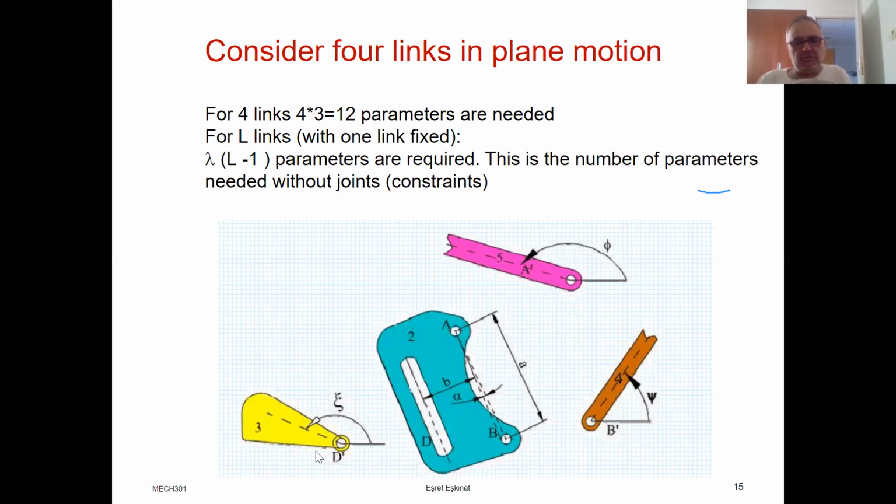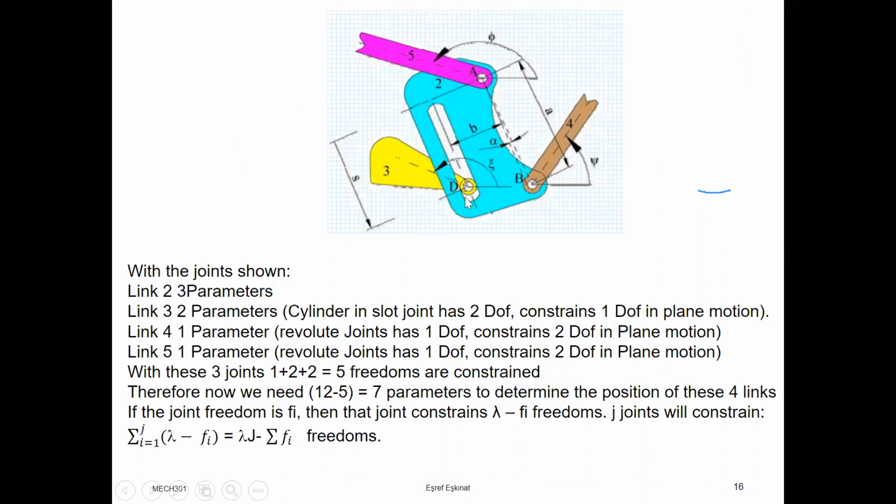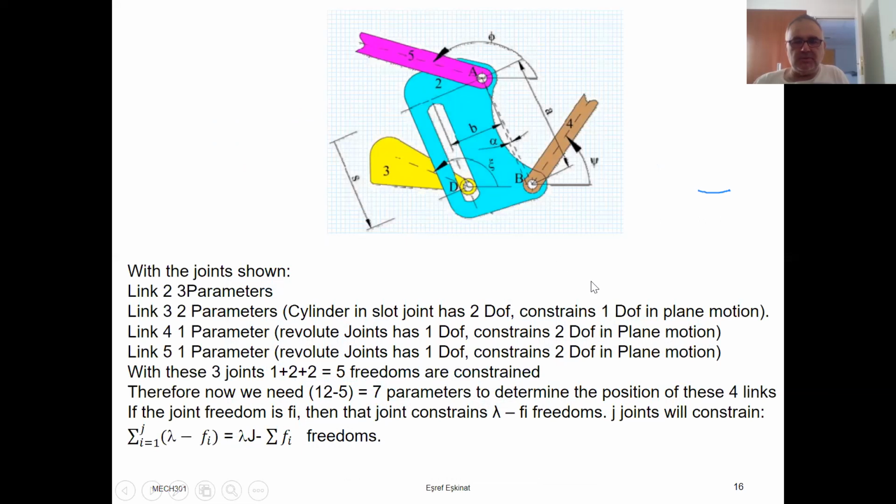But if you connect joints to them, the degree of freedom decreases. For example, here you have a cylinder in slot, which reduces 1 degree of freedom. Here you have 2 revolute joints, rotary joints, which also decrease the degrees of freedom. So initially, the degree of freedom, which was 12, decreases to 7. If these things are combined like this, you have 7 degrees of freedom.